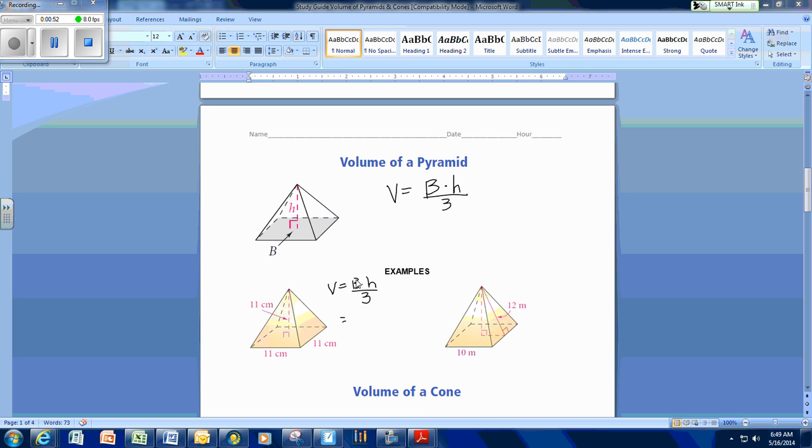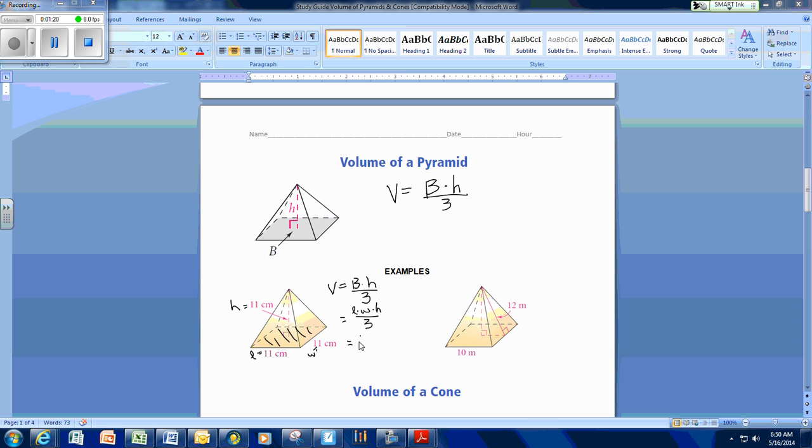The area of the base, our base right here is a square, so that's going to be length times width times its height and then divide it by 3. So I'm going to call this 11 its length, this 11 over here its width, and this is the height right through the center of that three-dimensional shape. That's its height.